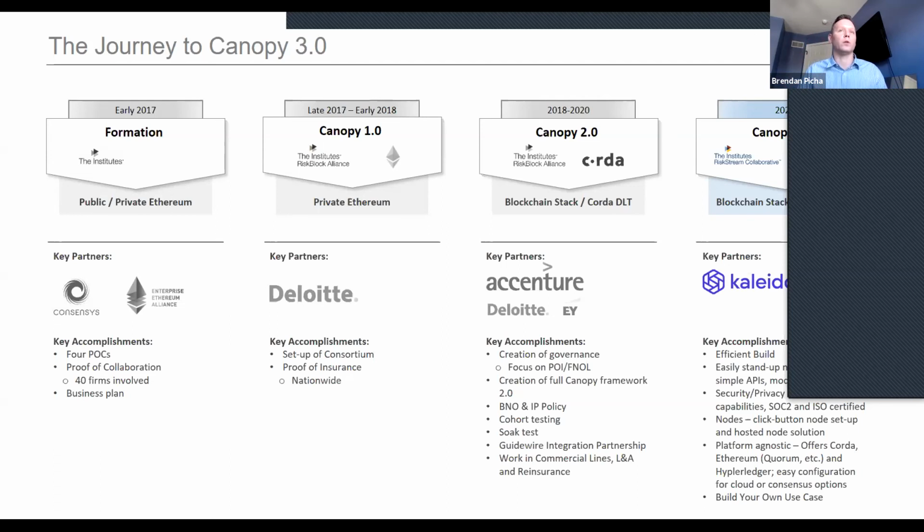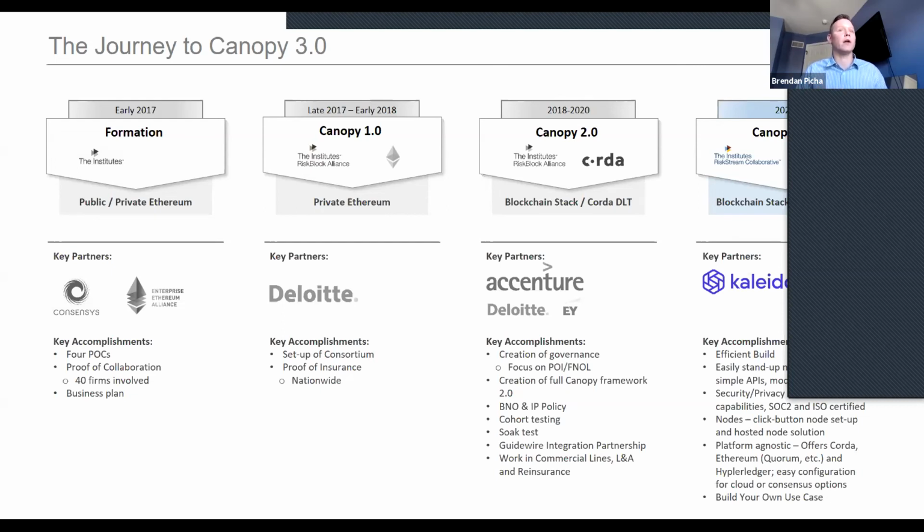2018, 2019, Canopy 2.0. This is when we started working with Corda for POI and FNOL. And at that time, we had Accenture, Deloitte, and Ernst & Young working with us for various aspects of what it was we were doing. Accenture for use case design, platform design, Deloitte for use case design, and Ernst & Young for things like the business network operations and IP policy. We also did a lot of cohort testing at this time for first notice of loss. That continues on to this day.